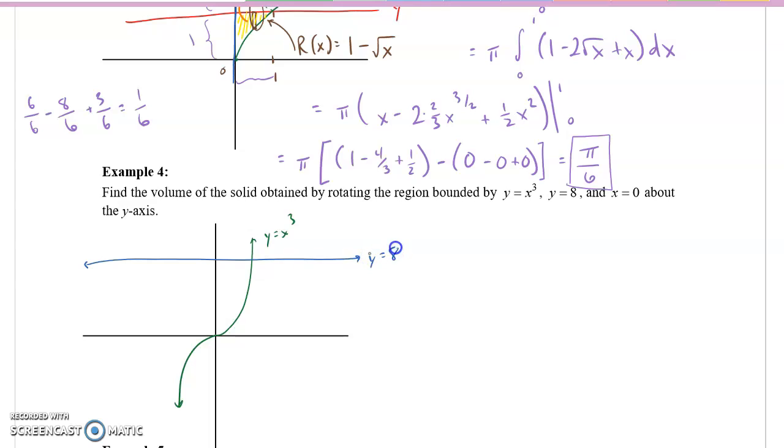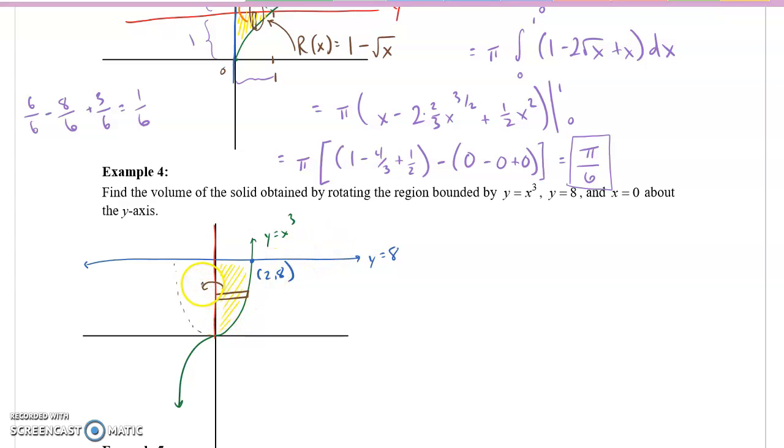Y equals 8. I think we know that y equals 8 when x equals 2. So that might be a useful thing to find, right? 2 cubed equals 8. X equals 0 is the y-axis. And this is a new one, right? Because this time we're revolving around not a horizontal line, but a vertical line. So if our cross-section is perpendicular to the axis of revolution, then we better draw a horizontal rectangle instead. So this is going to spin around this way, and we're going to get some sort of bowl like that, kind of a right side up bowl.